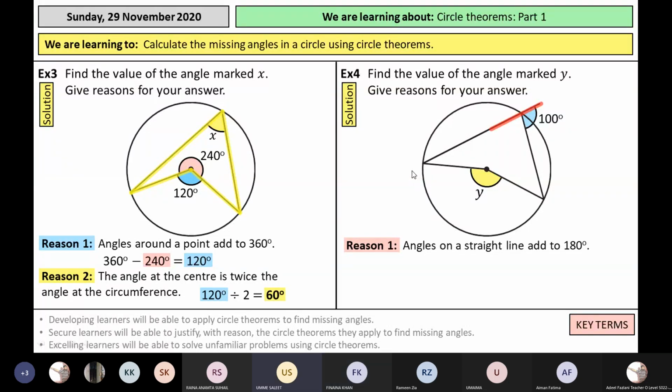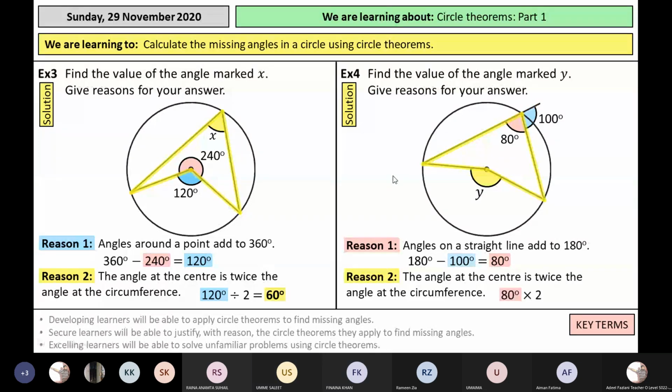All right, okay, hold on. No problem. Angles on a straight line add up to 180. That's perfect. Once you have found 80, now tell me what would be y. 160. Now apply the property and find out the answer. Got it? Till here it is clear?